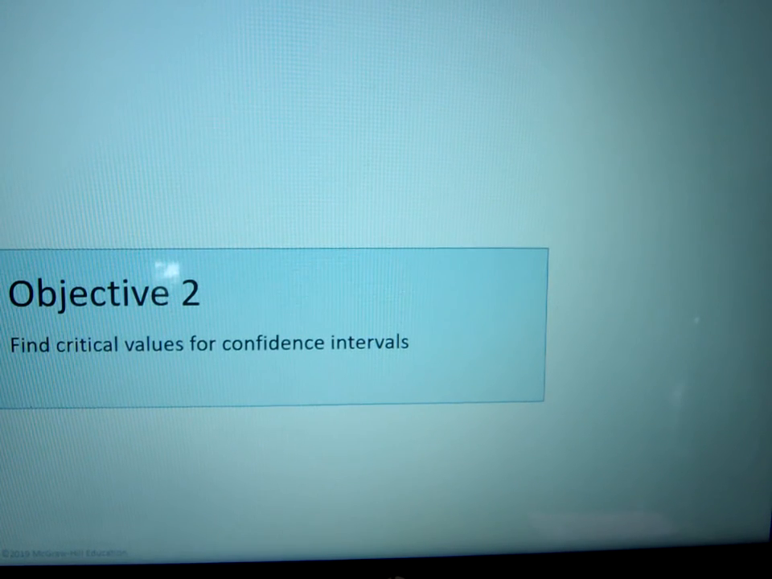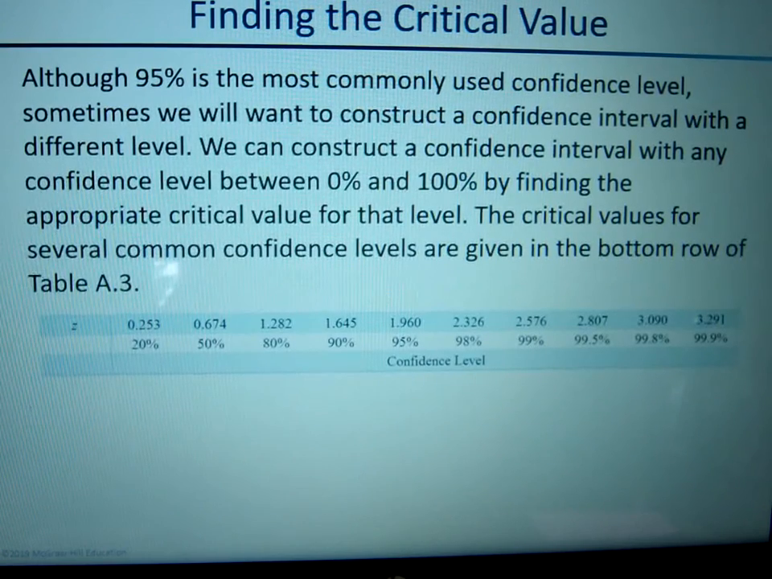Find critical values for confidence intervals. Okay, so now we have a 95%. I've already told you it is one of the most commonly used confidence intervals. When you read research, you will see it will say directly in there, had a 95% confidence interval of, and sometimes we want to construct a confidence interval though of a different level.